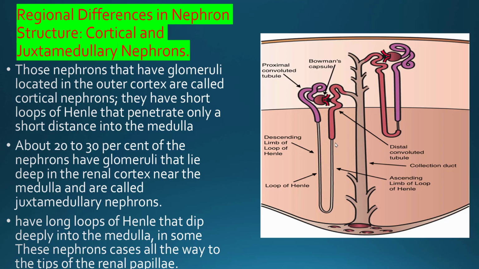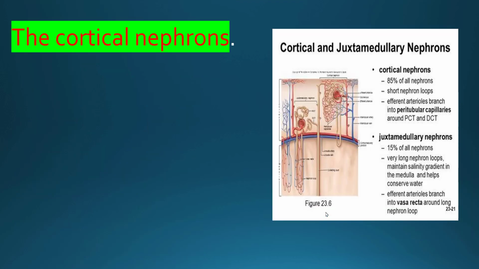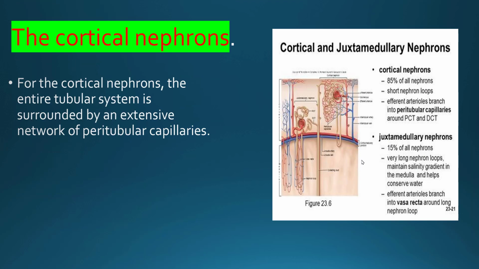These nephrons have a long loop of Henle that dips deeply into the medulla. In some cases these nephrons go all the way to the tip of the renal papilla. Here you can see that they are so long that they reach the renal papilla.